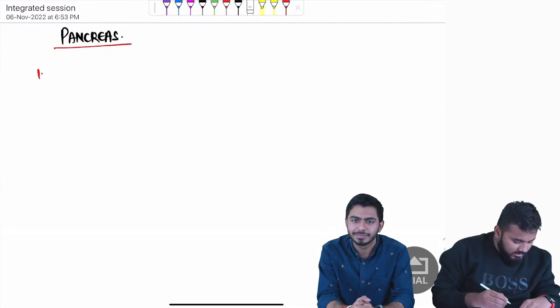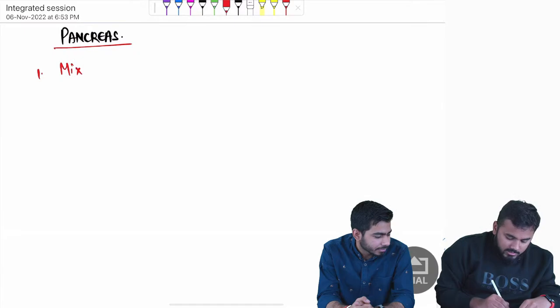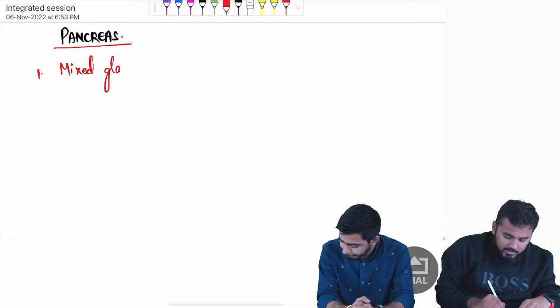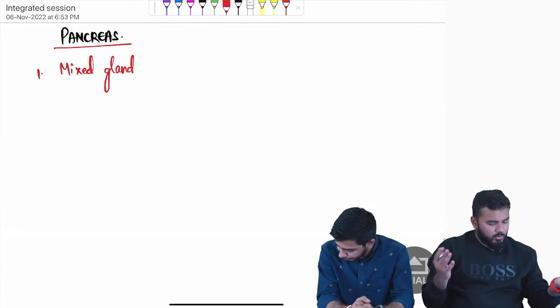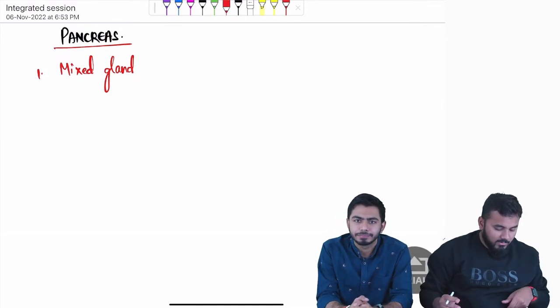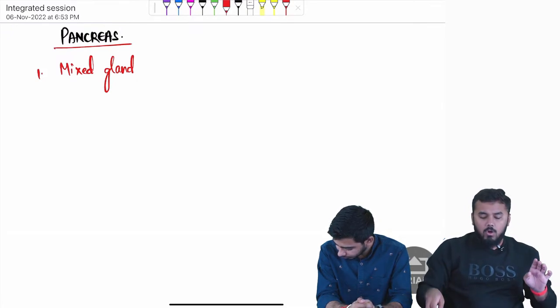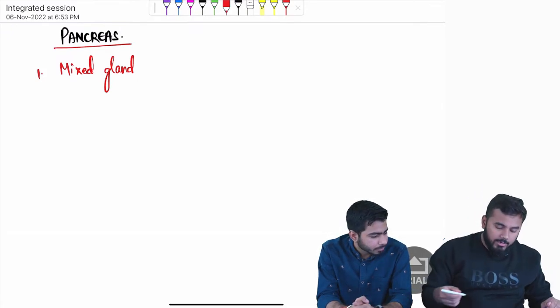So this is a mixed gland. Mixed gland in the sense it has both exocrine as well as endocrine parts. I am fine, thank you, Dharan. So it is an exocrine and endocrine gland. Now, all of you know where the pancreas is located, right?